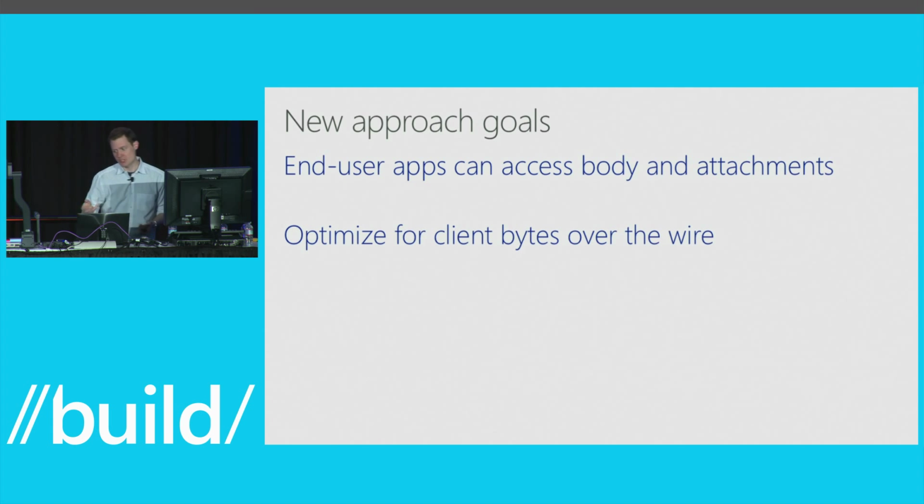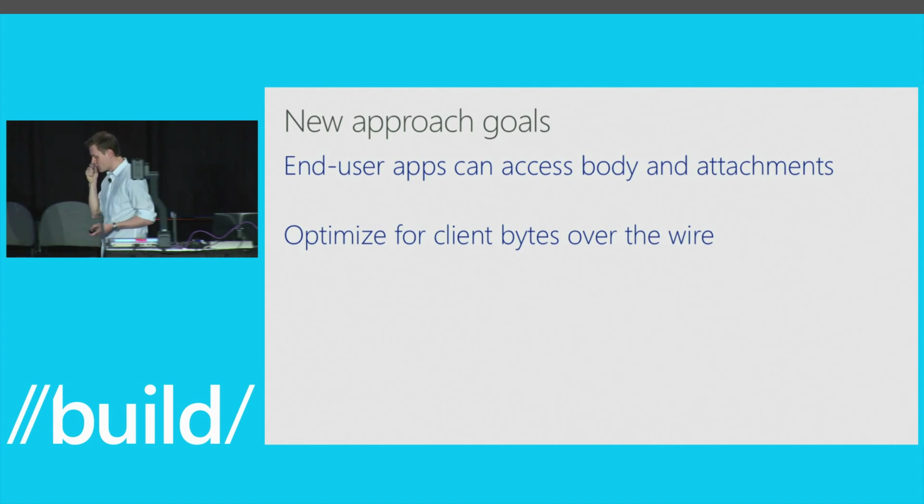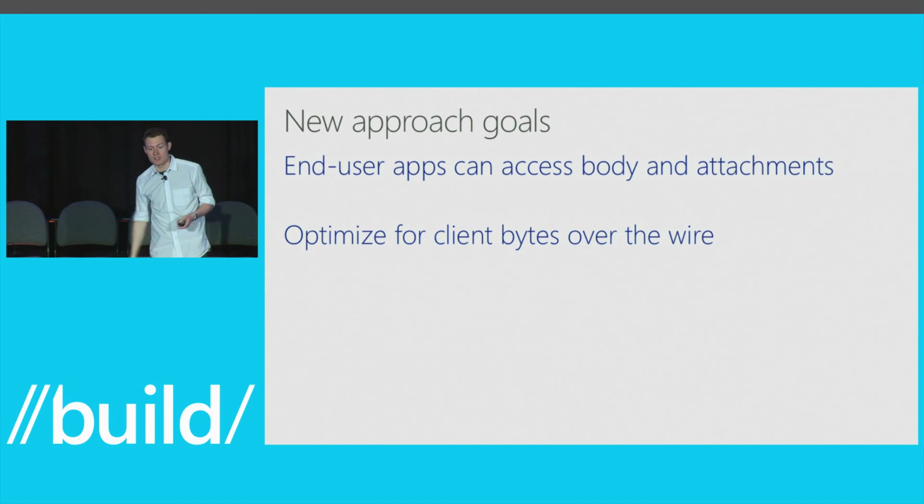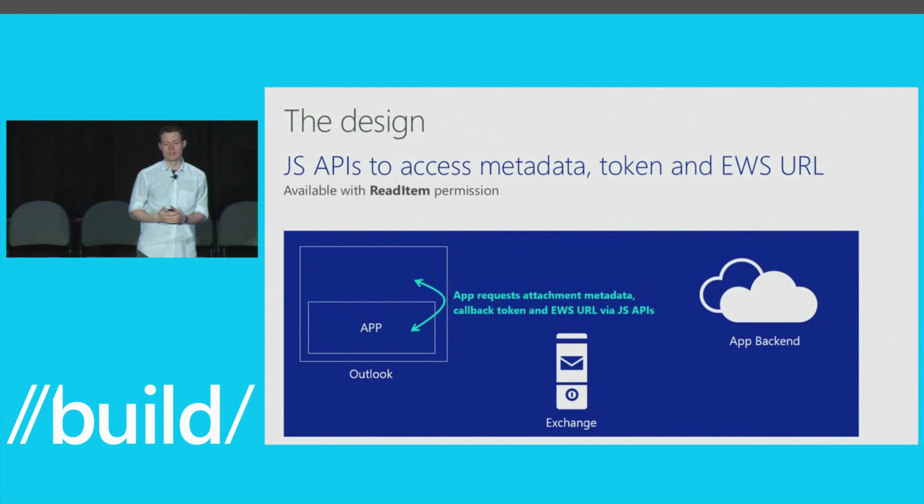It would make much more sense to provide an identifier to the app and tell it, hey, from your backend, go into Exchange and grab the attachment. And that's exactly what we did.